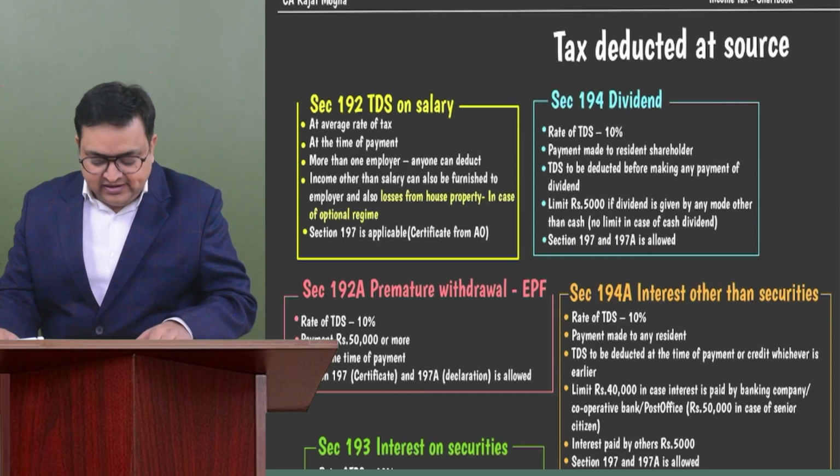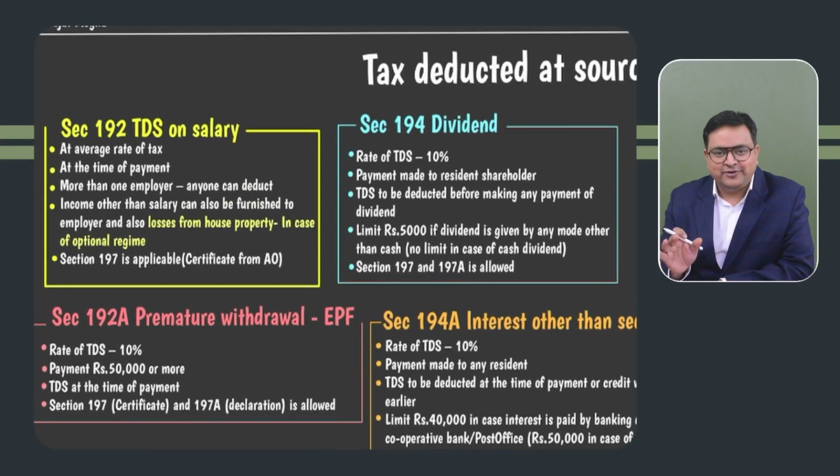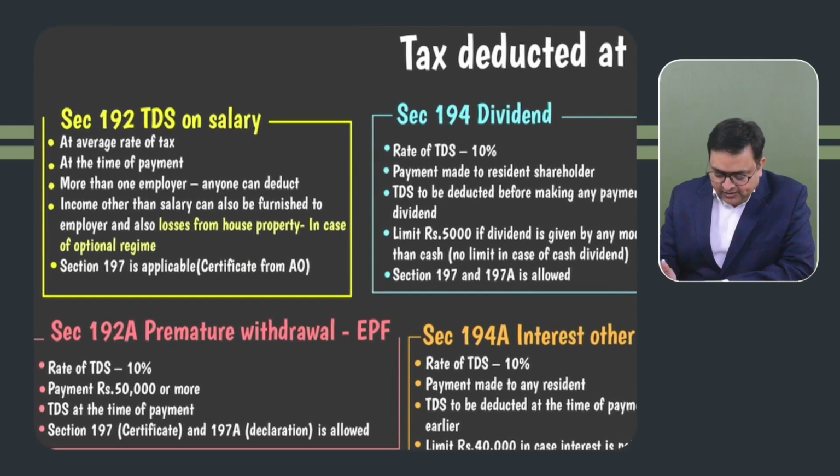TDS on salary, there is no such rate. It should be the average rate of tax. Not so important from examination point of view. Average rate of tax, TDS is deducted at the time of payment. And if there is more than one employer, then the assessee can ask any one of them. They can appoint any one of them that you can deduct tax from their salary, right?